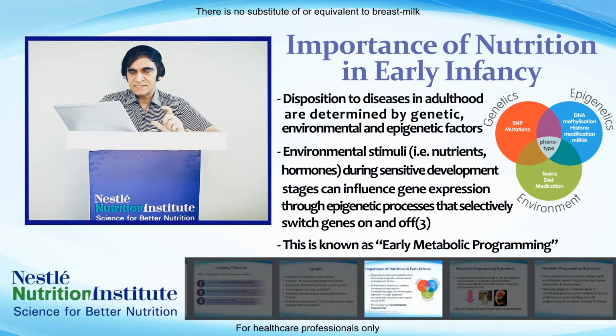So epigenetic process acts like this: if we compare the gene with a bulb, the epigenetic process is the switch. So epigenetic process controls the expression of the gene. By controlling the switch, we can control how much light will be expressed from the bulb. So epigenetic process in that way controls how much gene will be expressed and how much gene will not be expressed. That is the switch on and switch off mechanism.